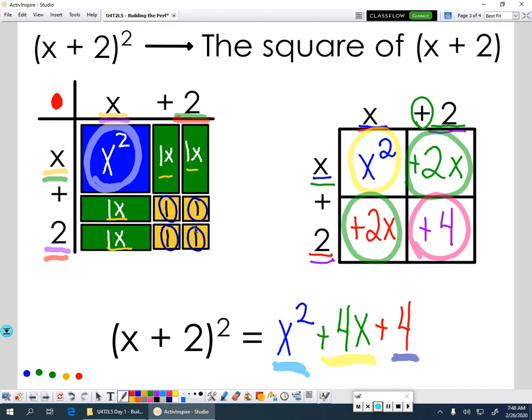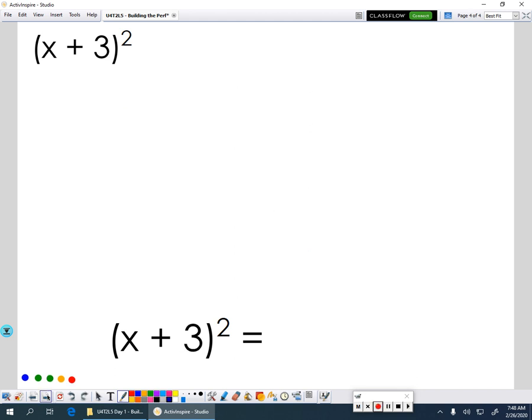So that is how we can use the box method and the models to create our perfect square and find out what the area is of a square that has a length of x plus 2, or we can say, what is the area of x plus 2 squared? We can do one more here.